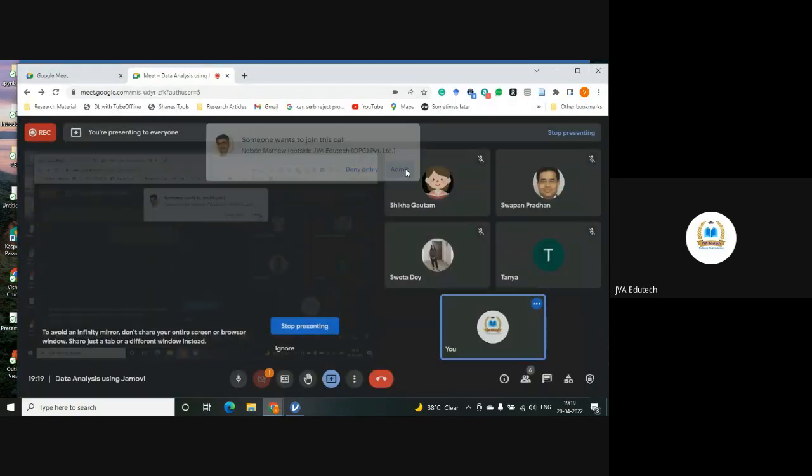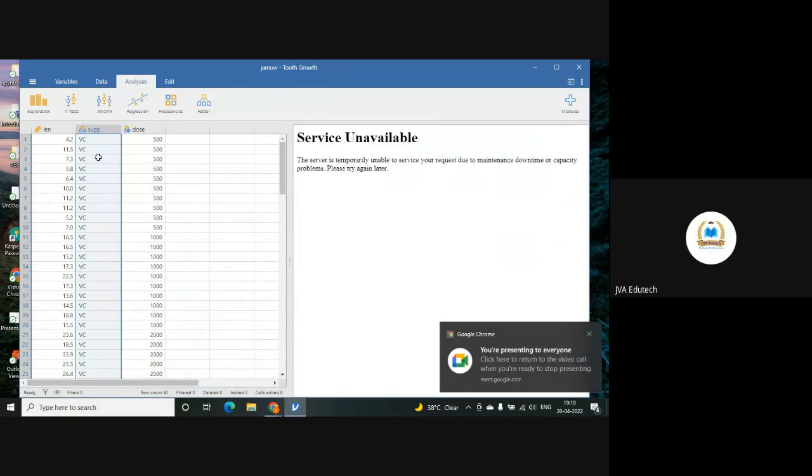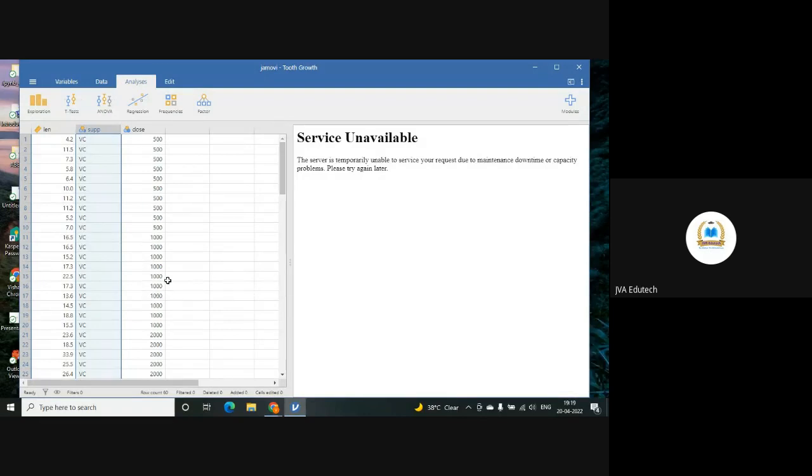Somebody is joining. Yeah. So here you are having two categorical variables. One thing you should remember is that one of the categorical variables for performing ANOVA needs to have more than two categories. But another variable can have two categories, three categories; the minimum requirement is two categories. Even if two categories are there, it's okay. But one of the main variables should have a minimum of three for performing ANOVA.